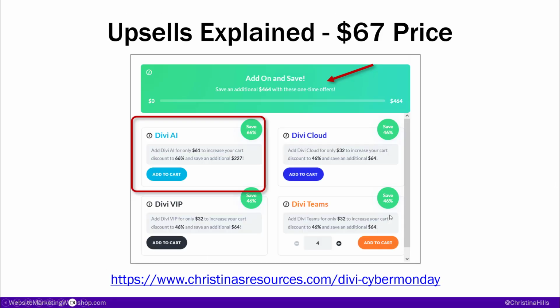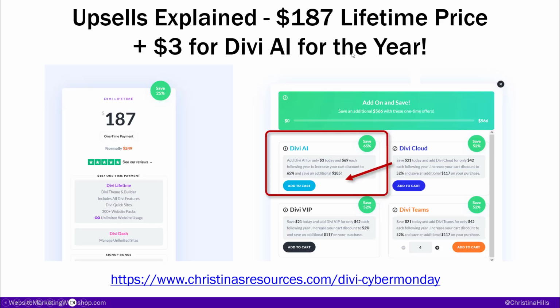There are some upsells: Divi AI, Divi Cloud, Divi VIP, and Divi Teams. If you go with the lifetime price, it's only $3 for the whole year to get Divi AI. So it's like, okay, $3. That feels like it's worth it.